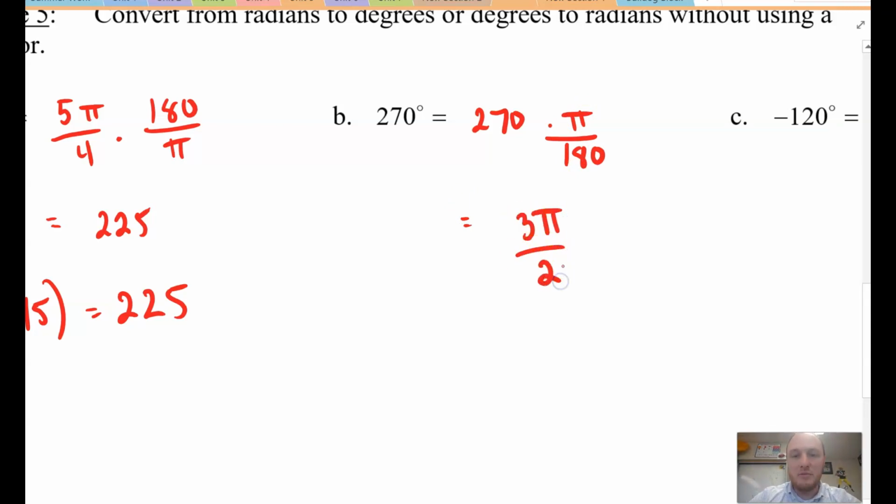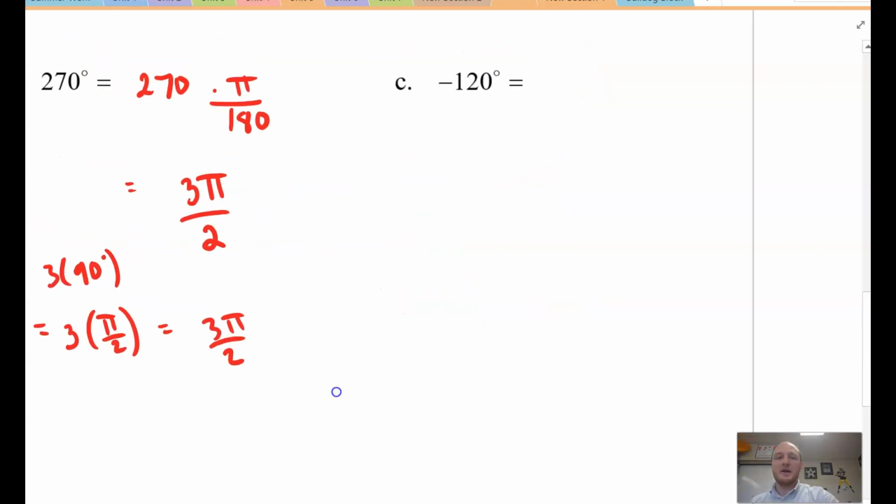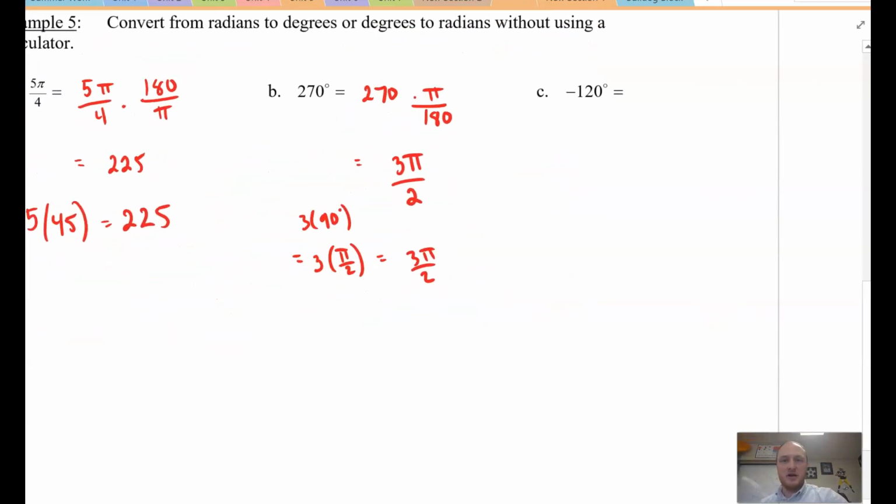Hopefully that's one that you remember. Another way to look at this is 3 times 90 degrees. And don't we know that 90 degrees is pi over 2? Okay, so that would give us 3 pi over 2. All right, negative 120 degrees.